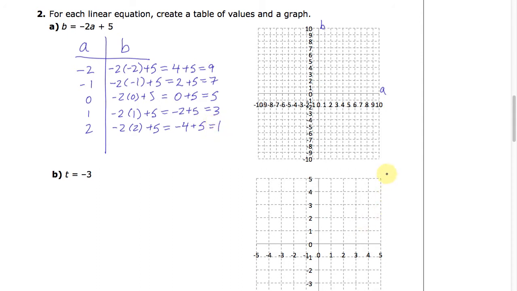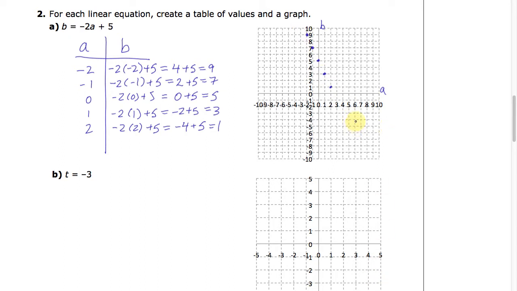So we can plot all of these points on the grid here. So negative 2 and 9 is up here. And negative 1, 7 is right here. And 0, 5 is right here. And 1, 3 is here. And 2, 1 is right there.